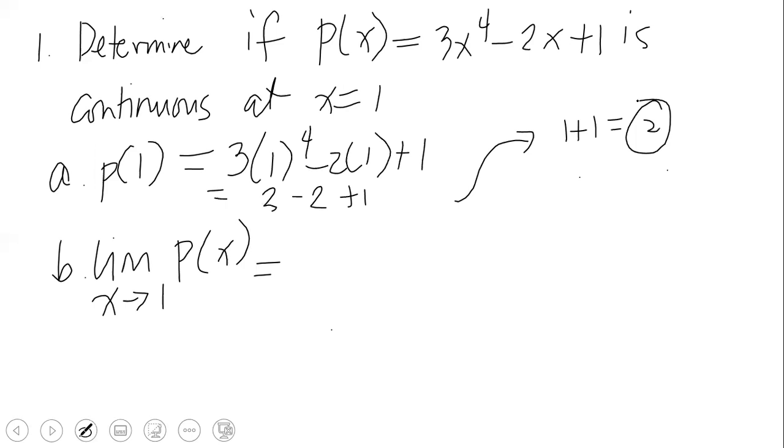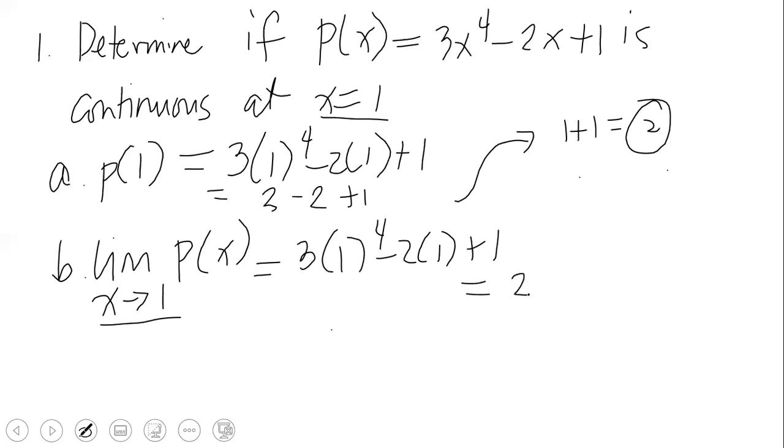How about for the second condition? So evaluate natin, which is also 3 times 1 to the fourth minus 2 times 1 plus 1 as x approaches 1. So yun yung at x equal to 1 na interval natin. So evaluate a certain number. So therefore this is always equal to the resulting value, which is 2.